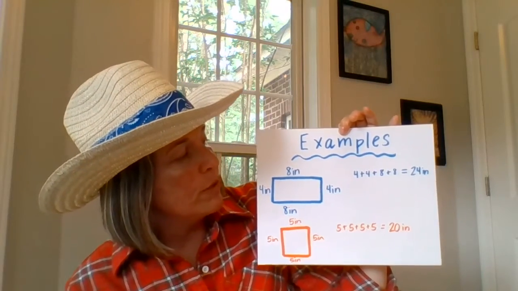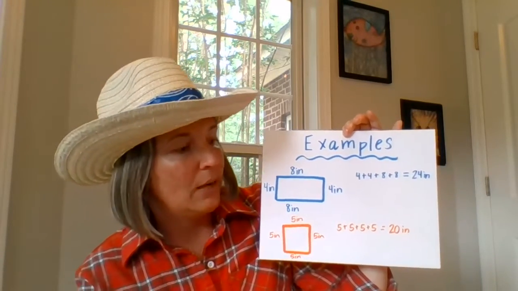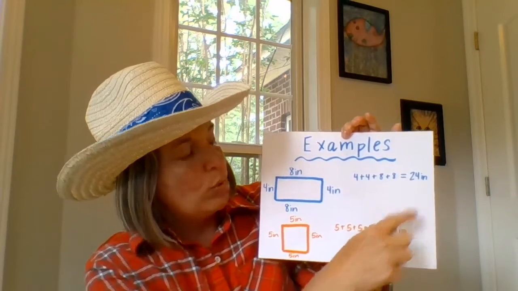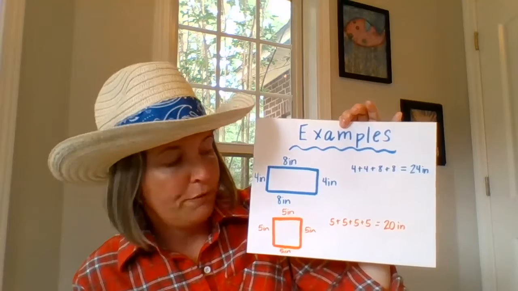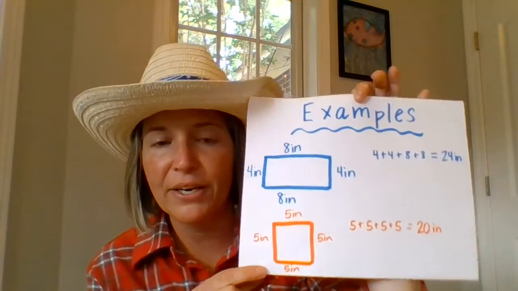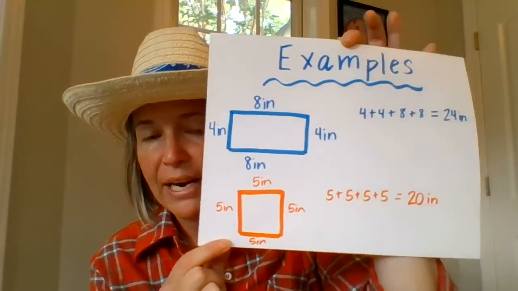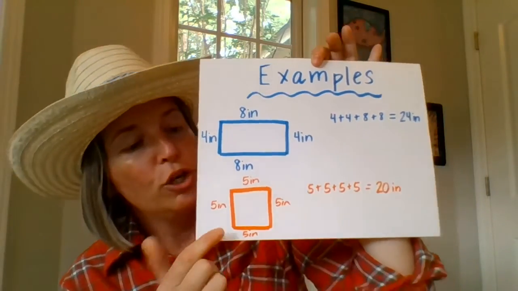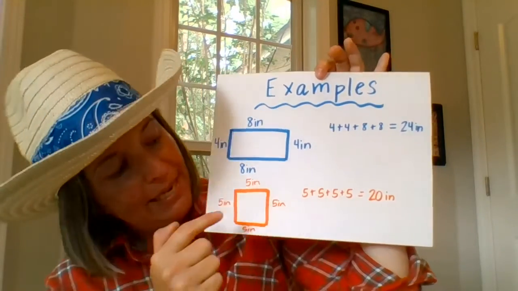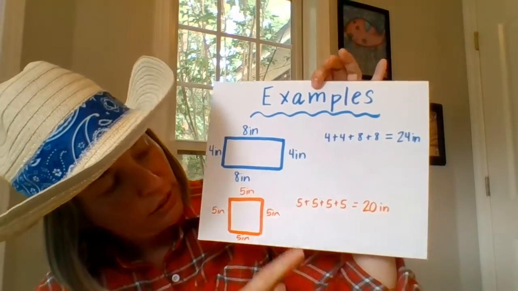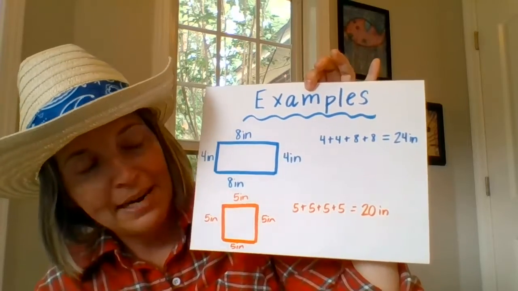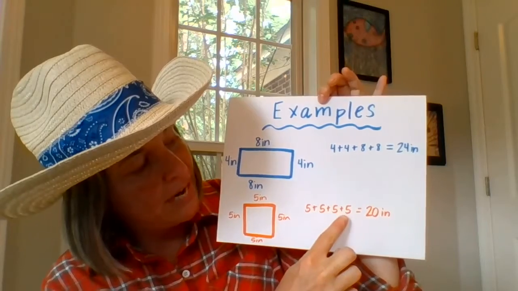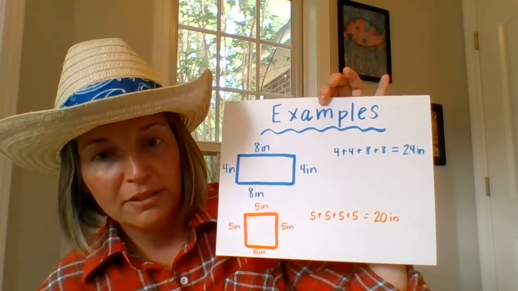So to determine the perimeter of this shape, we're going to simply, like we said, add all of our sides. So we have 4 plus 4 plus 8 plus 8, which gives us a total perimeter of 24 inches. Down here, I have a square. And if you remember a characteristic of a square, it is all sides are exactly the same. So I have it pre-labeled for us here. Each side is equal to 5 inches. So just like I said earlier, to find perimeter, you add all of your sides. I'm going to add 5 plus 5 plus 5 plus 5, which equals 20 inches.